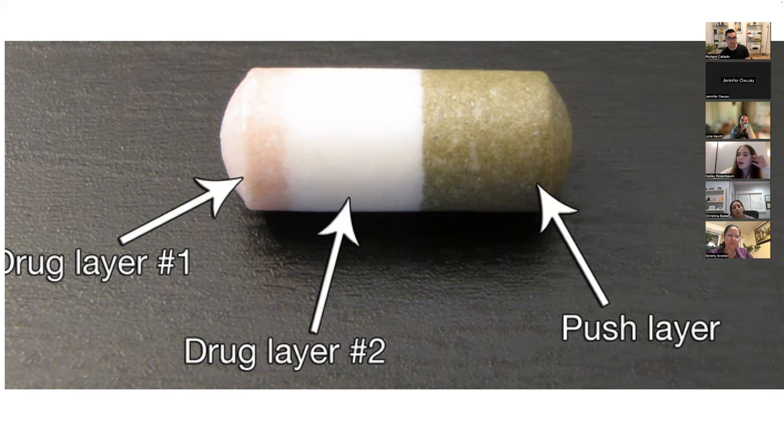What do you think is in there? I think it's extended release. You think it's immediate release? Immediate release. Very good. It's immediate release, right? And what's in drug layer two? Obviously extended release, all right? So the push layer, which is in the back, is actually water.